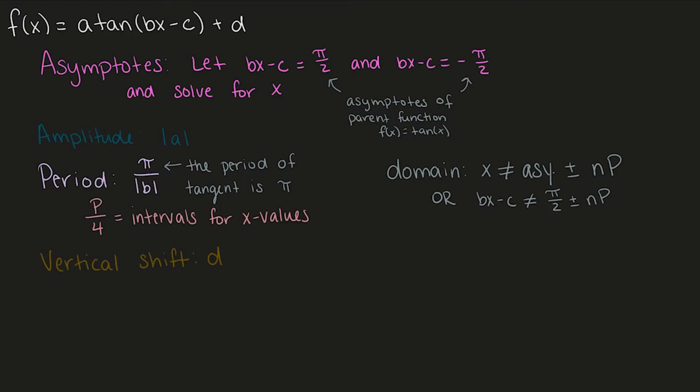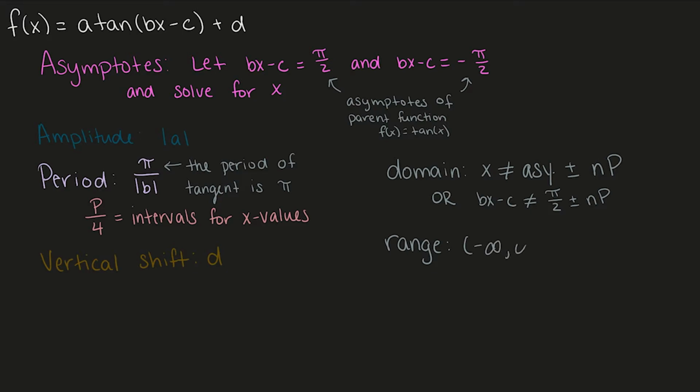Another way you can find the domain is taking your bx minus c, setting that not equal to pi over 2 plus or minus n times your period. We use n so that we can account for all times where this is true, and n is just going to represent integers.